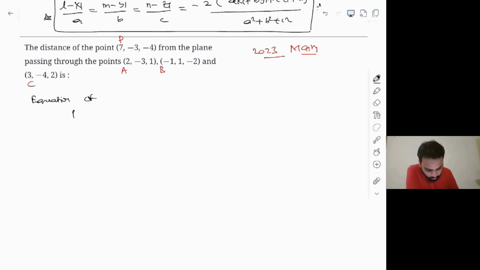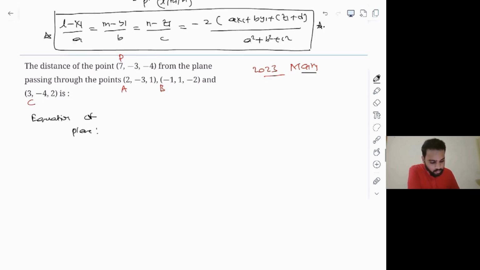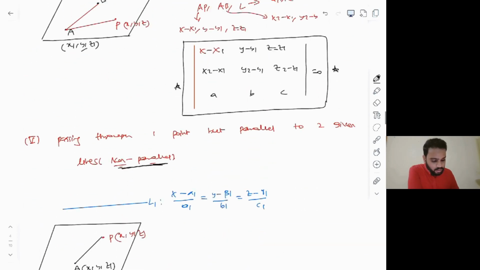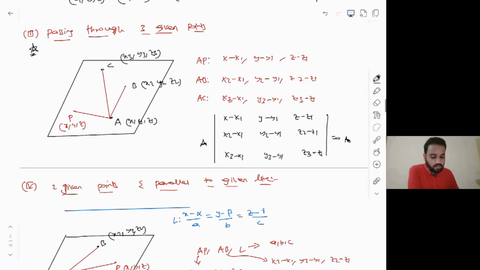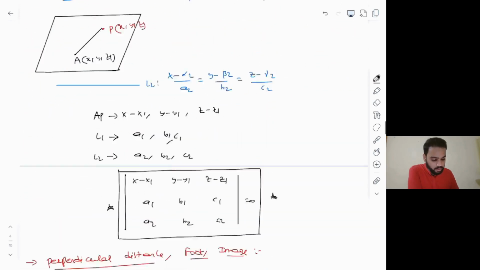Equation of the plane. Okay. Now this is the concept of what? Plane passing through three given points, right? So this was the formula which we discussed. You can go through it once again.